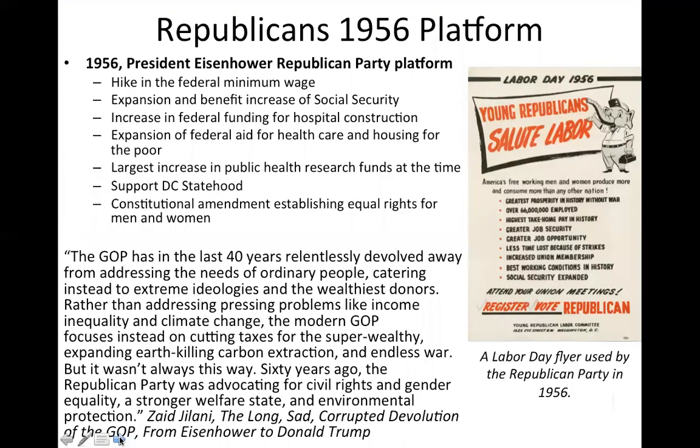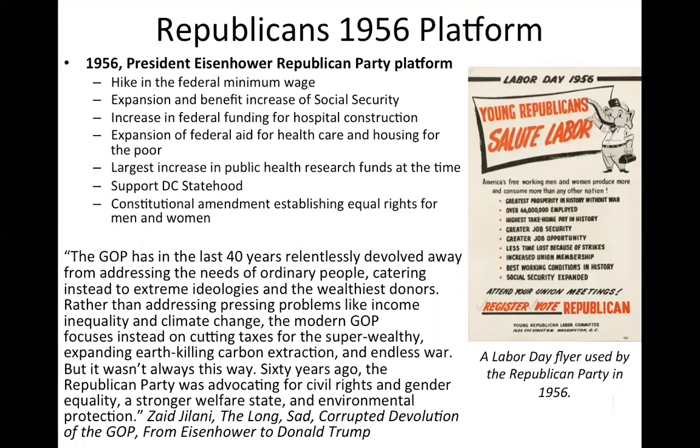So he wasn't perfect, but if you look at his platform in 1956, he wanted to raise the federal minimum wage, expand Social Security, increase funding for hospitals, and increase federal aid for healthcare and housing. He wanted to increase public health research, support DC becoming a state, and support a constitutional amendment establishing equal rights for men and women. So if you look at that, this is basically the Democrat platform right now. So that's what we're going to try to explain.